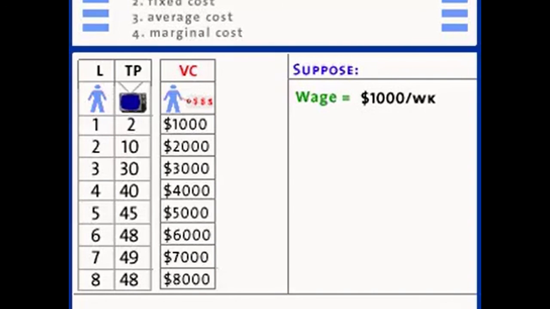Once again, the variable cost is simply total spending on the variable input needed to produce a given volume of output. What we'll do next is draw a picture of this concept.